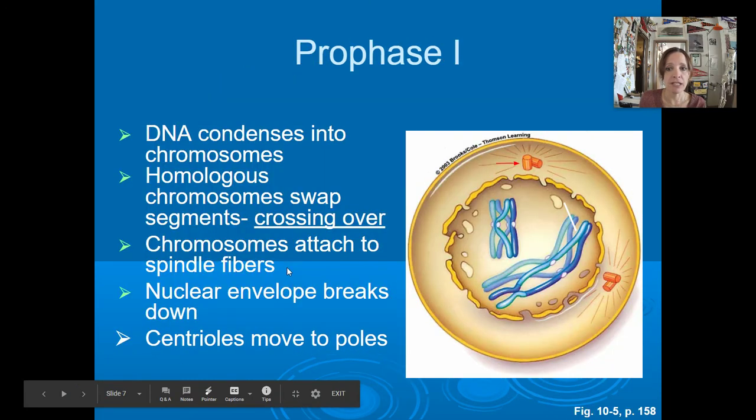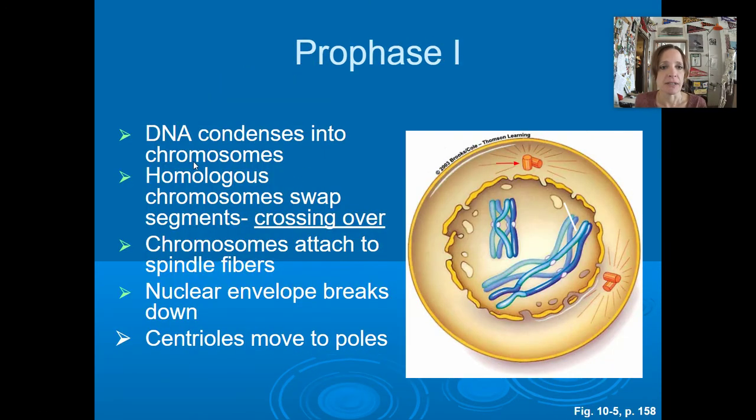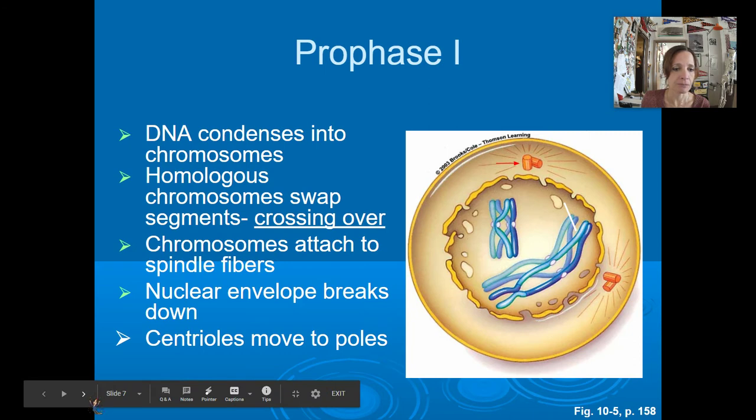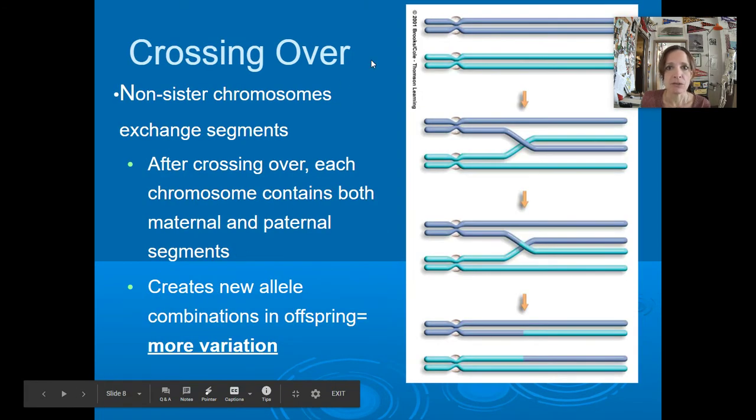Okay, so in prophase 1, certain things happen. The DNA condenses, so we actually see chromosomes here. The homologous chromosomes, see how these are homologous chromosomes, swap segments, and that's called crossing over, which we'll talk about in a little bit. The other thing is that the chromosomes start to attach to the spindle fibers. You can see the nuclear envelope breaking up, and then the centrioles, which are right here, are going to move to the 2 poles of the cell.